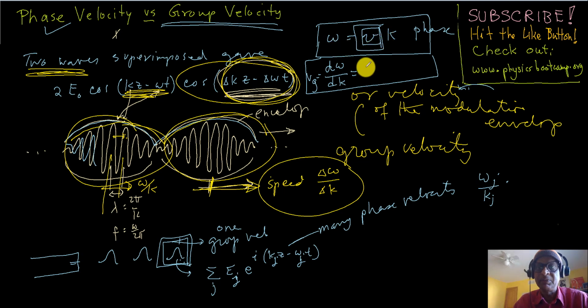Take a derivative, it's going to be dv dk times k plus v times 1. So the group velocity and the phase velocity will be different if dv dk is not 0. If the phase velocity does not depend on the wave number, which is the same as the inverse of wavelength, they are the same. Okay, all right. So now we are ready to do some calculation.